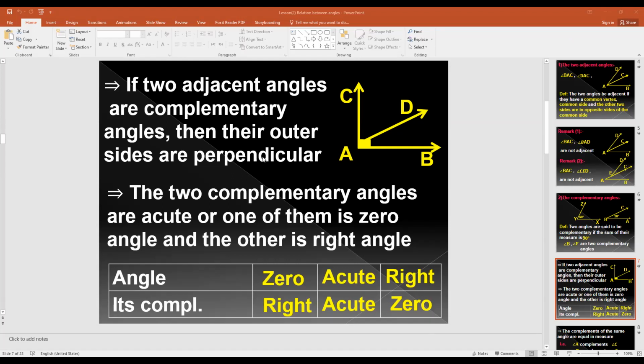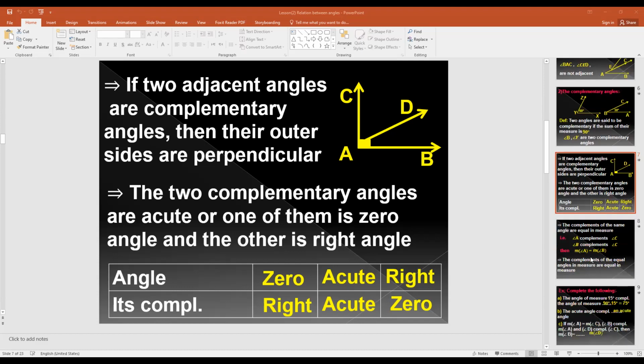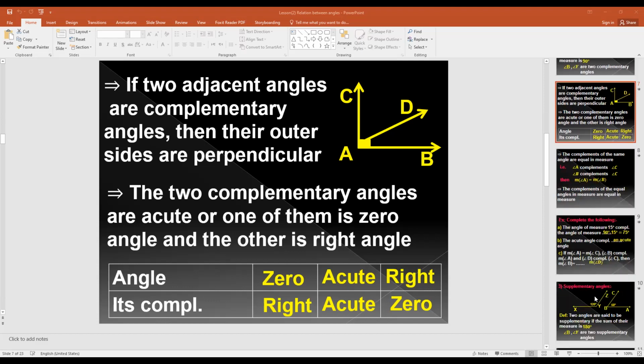We have two angles. If the two angles are perpendicular, then the two angles are complementary angles. If we have an acute angle, then the complement of an acute angle will also be an acute angle. And we say if we have a right angle, then the complement of the right angle will be a 0 angle. And we talk about supplementary angles.